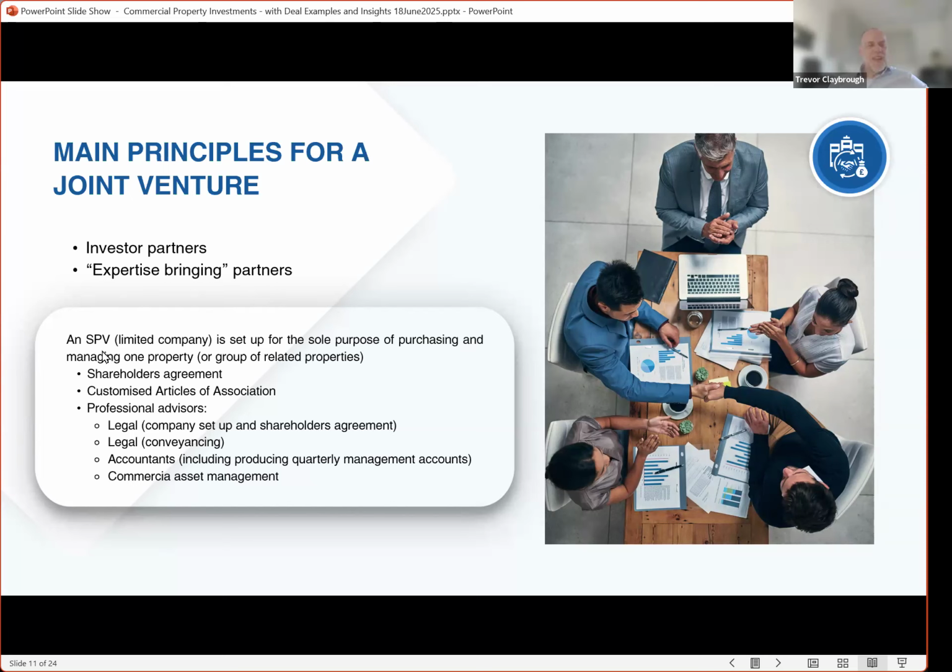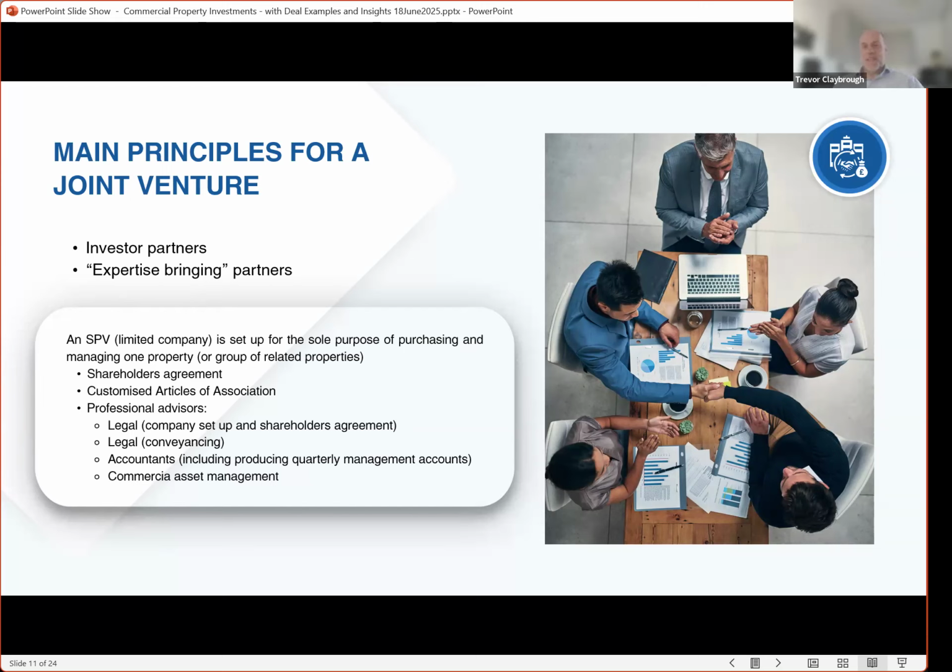We set up a SPV, special purpose vehicle, which is simply a limited company set up for the sole purpose of purchasing and managing one property. And within an SPV, there's always a detailed shareholders agreement that can be like a 20 or 30 page document, which is not something that we do ourselves. Obviously, we use solicitors for drawing up these agreements, generally based on ones that already exist. We're not rewriting from scratch.